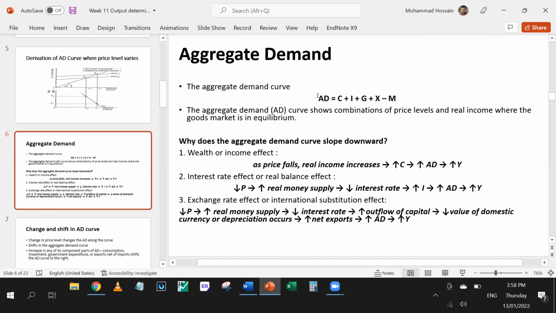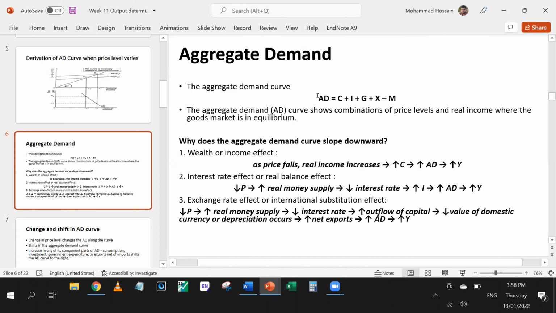When the price drops, there will be less inflation, and then the real money supply will increase. Now, the question is, what is real money supply? Money supply means how much money is floating within the economy, how much money is circulating within the economy. That's what is known as money supply.